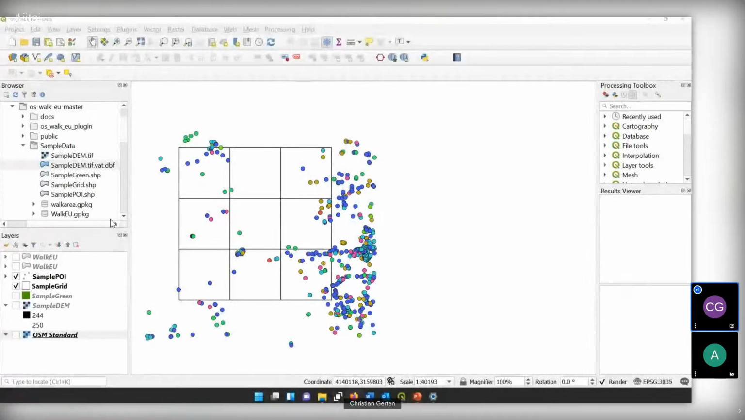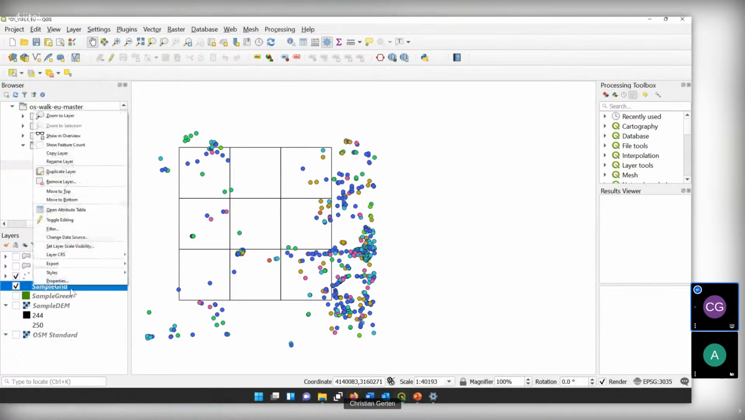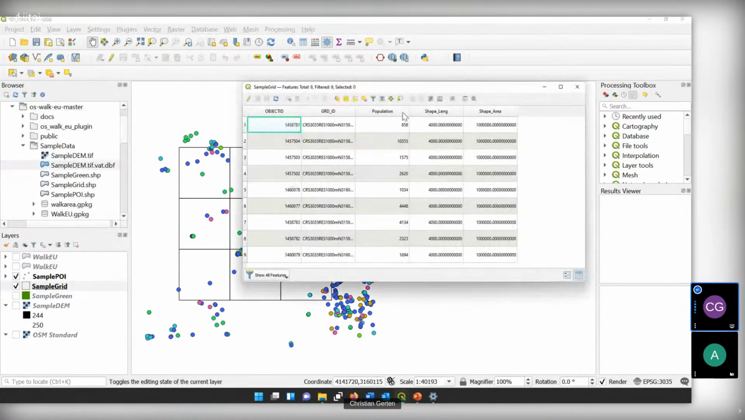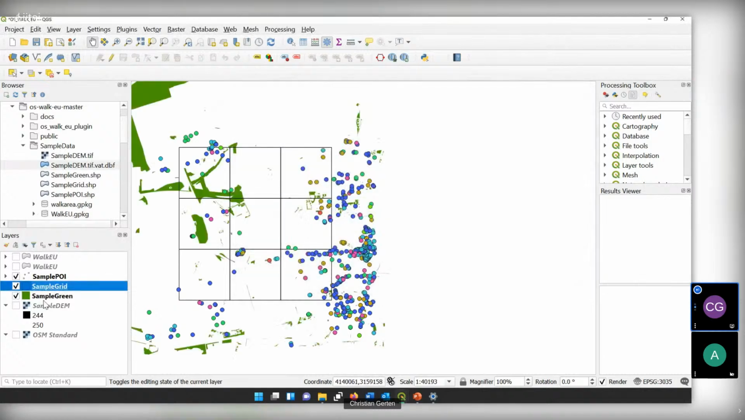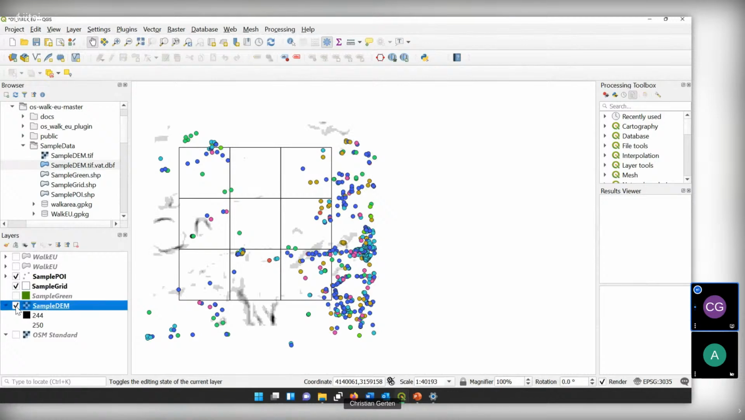Okay, so then I share my second screen. I hope it's visible. Yeah, I can see. Okay, perfect. So now we are in QGIS. Within our master branch, we have also some sample data to calculate with. So sample POIs, a sample grid with also the information about the population in it. We have some sample green areas here and also the DEM, which is not very interesting for Dortmund because it's very flat here.